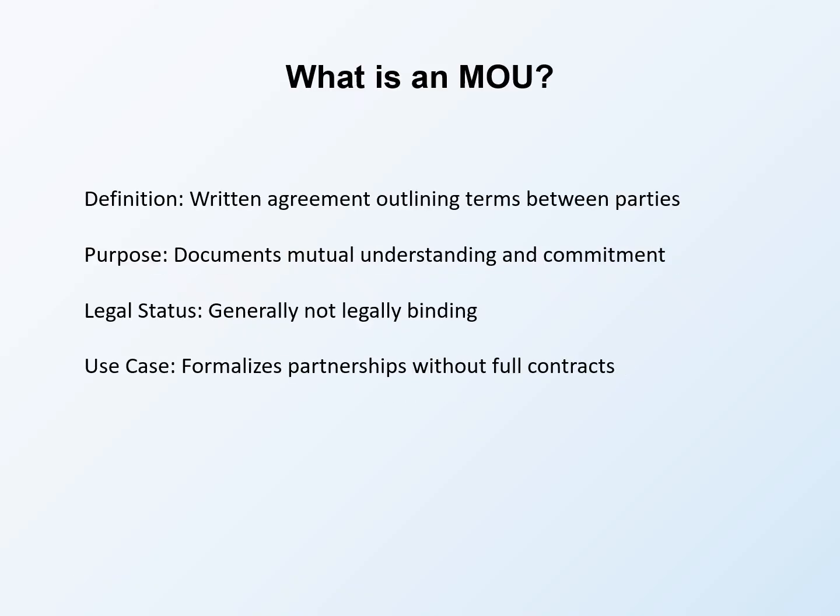Understanding what an MOU is clarifies its role. The definition is a written agreement outlining terms between parties. MOUs document what each party will do and what they expect from the other. The purpose is to document mutual understanding and commitment. MOUs ensure partners have discussed and agreed on expectations.